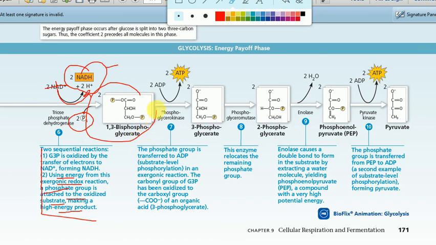So this is the product, which is 1,3 bisphosphate or 1,3 diphosphate. As you can see, we have a phosphate here, and then you have another phosphate here. This is carbon number 1, which contained an aldehyde functional group, and this is carbon number 2. So this is not an aldehyde again, because we have already oxidized it, so we got a carboxylic acid.